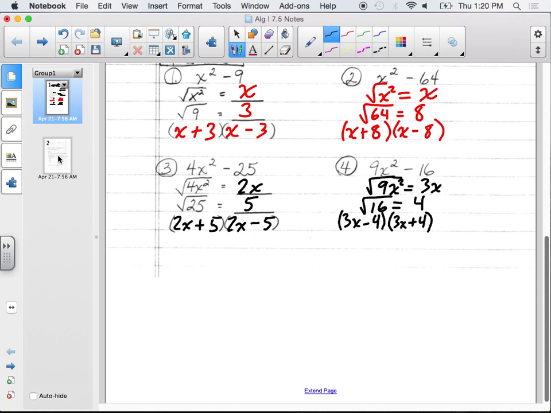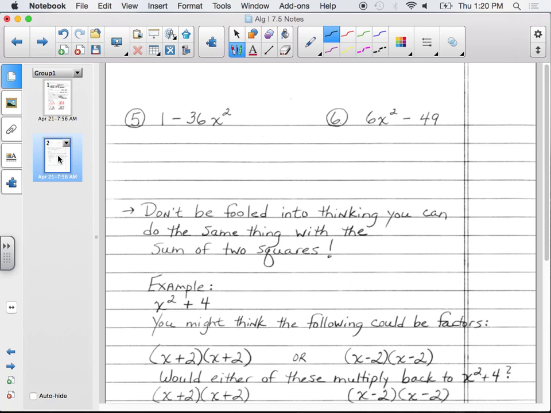All right, moving right along, we can go to the backside now. Number 5 and 6, you guys do those two by yourself.